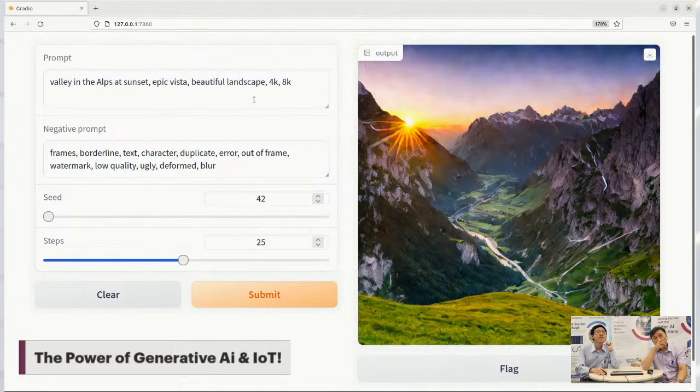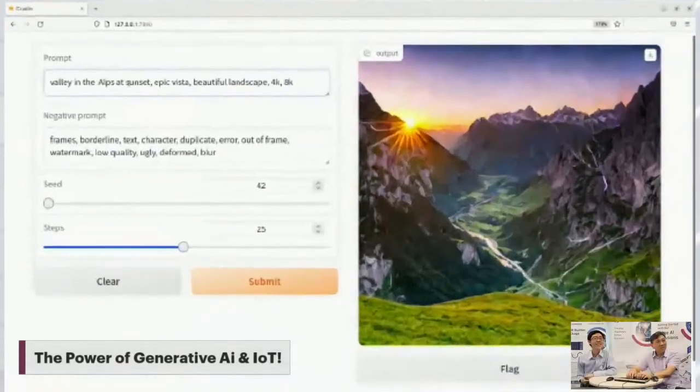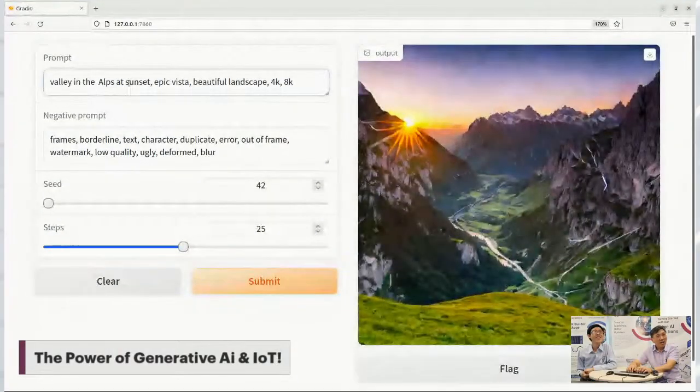So are you going to show the audience how long it takes to generate this? I think we can show now, but we use another image. Maybe Mr. Lee, you enter some prompts. Okay, I enter the prompt. I can't see anymore. Can you make it bigger? Valley in the Himalaya.